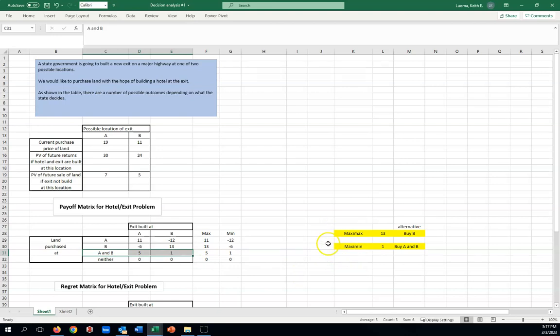Maximax is the optimist. Maximin is more the pessimist. Of course, depending on your mindset. Some people would say the Maximax is sort of the foolish person's decision, and maximin is maybe the scaredy cat, the one who's not willing to take any risk.